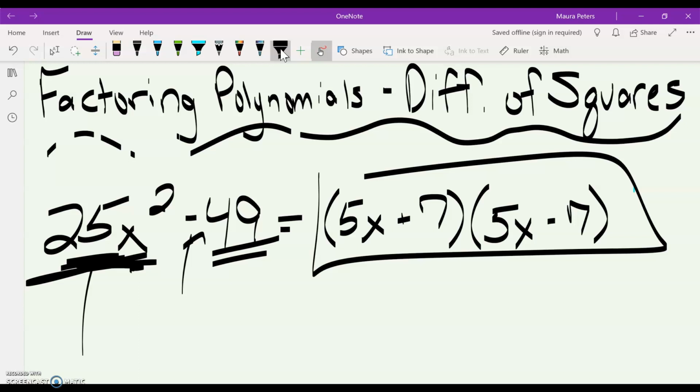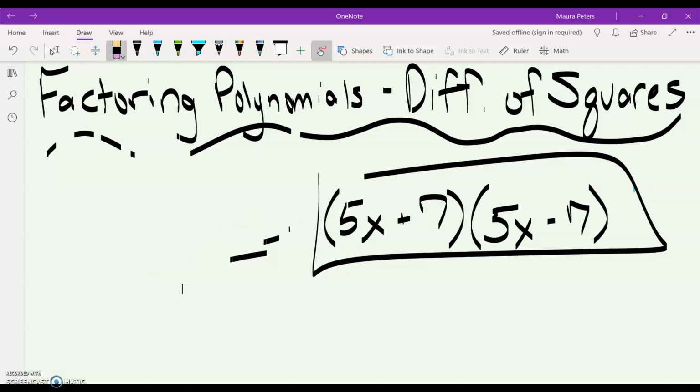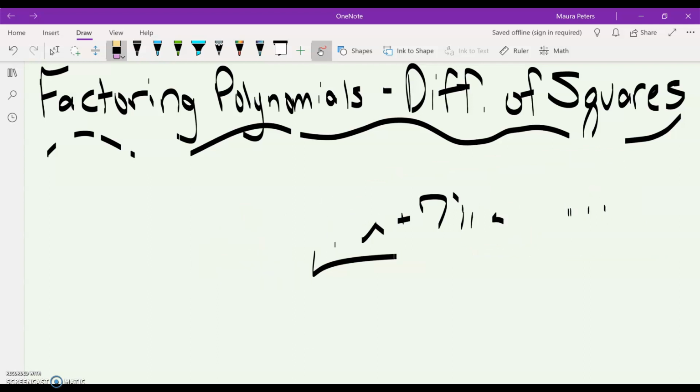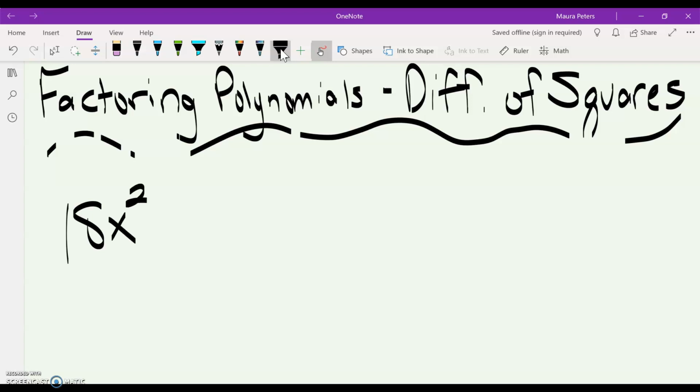Now let's take a look at one a little bit more challenging. 18x squared minus 50. Okay. Now you're going to have to think back a little bit to before spring break, which I know was a little while ago, but let's take a look at one like this. 18x squared minus 50. And before spring break, we were factoring using the greatest common factor.